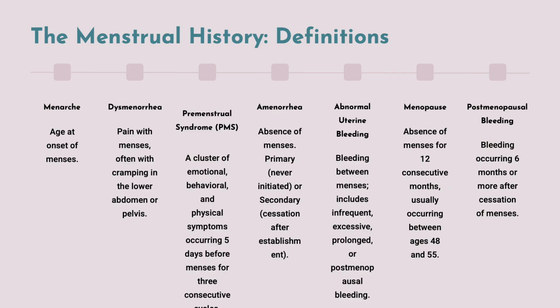Menopause is the absence of menses for 12 consecutive months, usually occurring between ages 48 and 55. Lastly, we have postmenopausal bleeding, bleeding occurring 6 months or more after the cessation of menses.